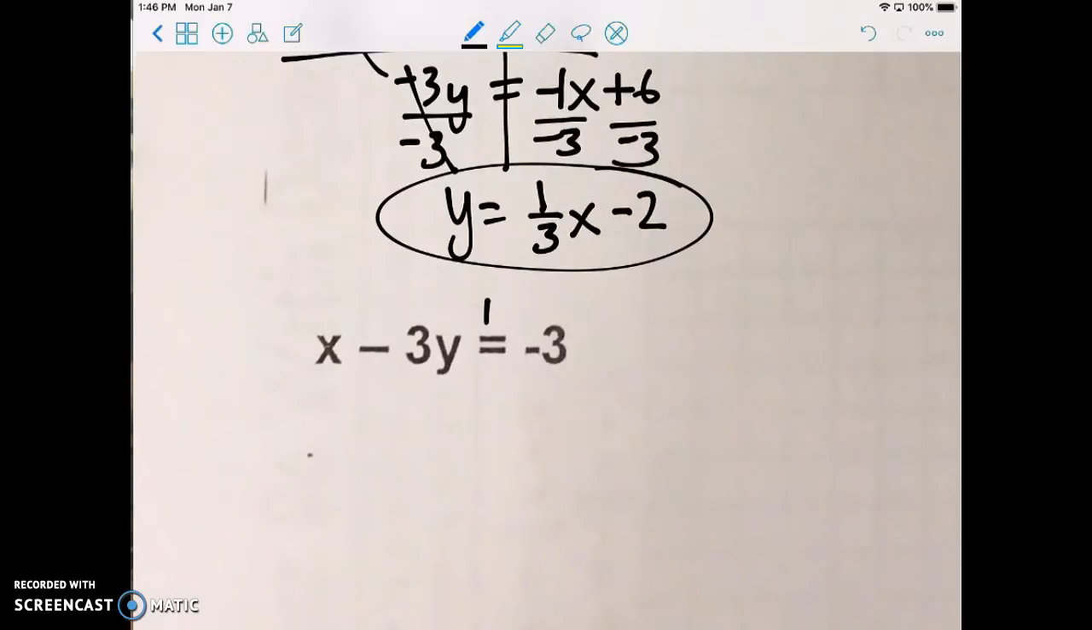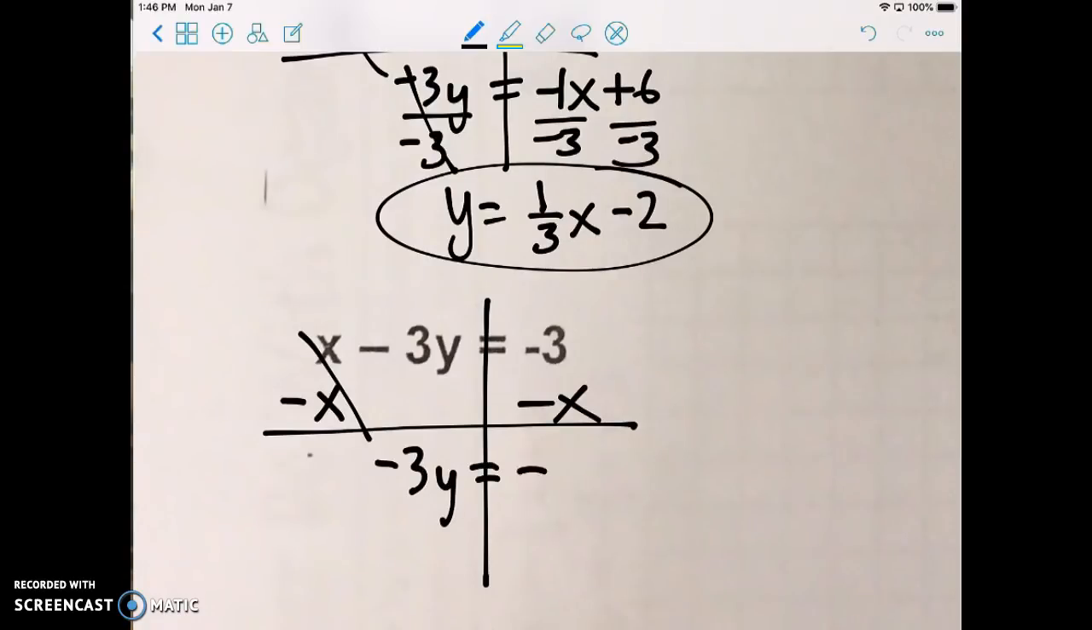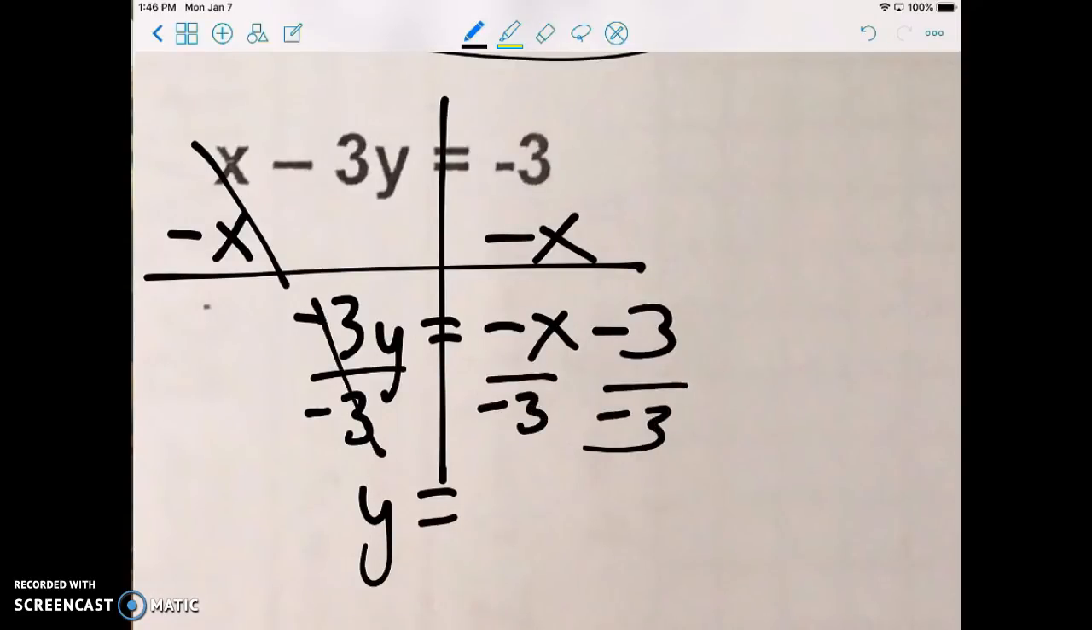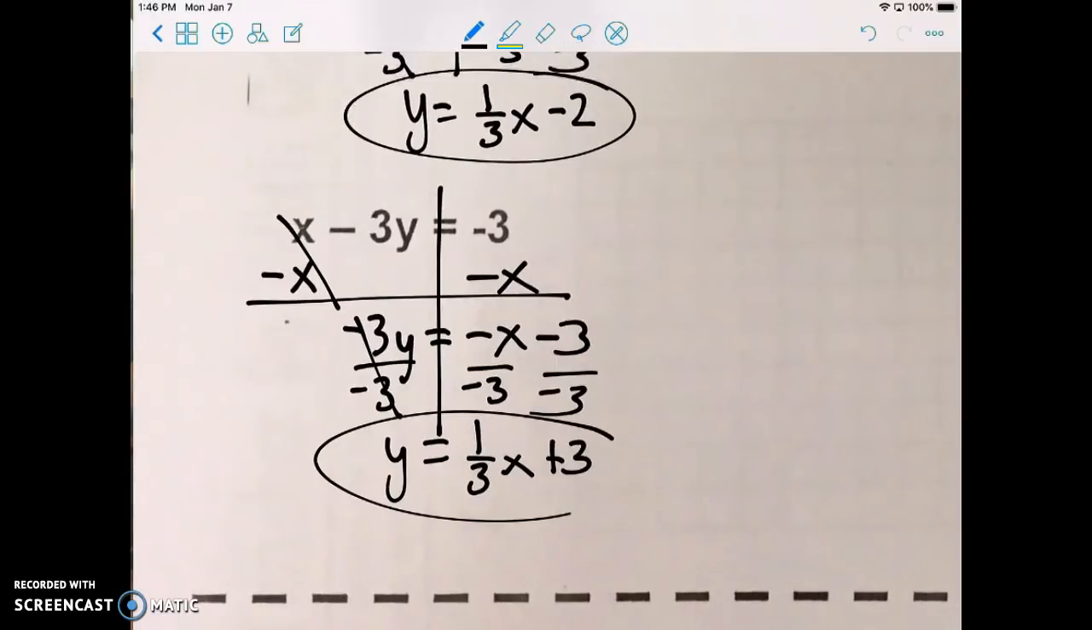Next one. Draw our line. Subtract the x. Negative 3y equals negative x minus 3. Divide by negative 3. Y equals positive 1/3 x plus 3. Okay?